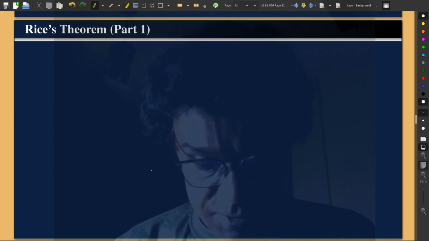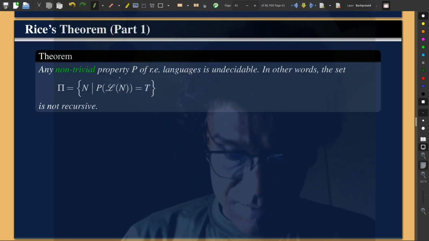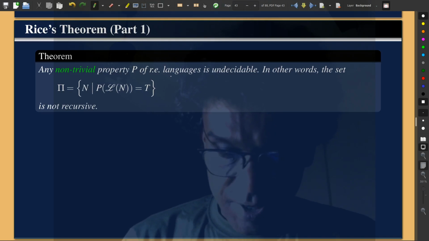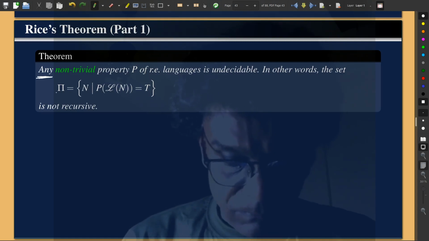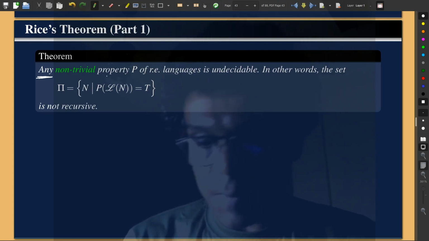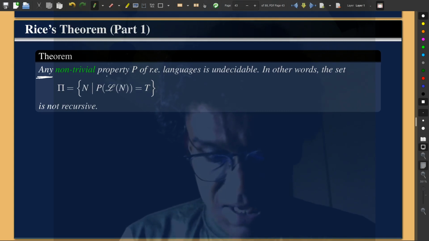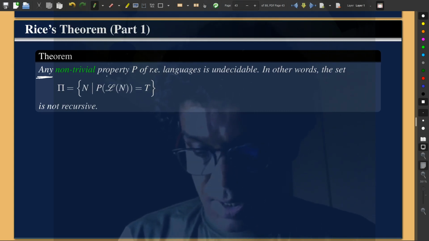So that is Rice's theorem part 1. It says that any non-trivial property of recursively enumerable languages is undecidable. Any. This is a very, very important thing. Not some. All non-trivial properties, that is, except for the two trivial properties which are trivially true or trivially false. Any other property is undecidable.